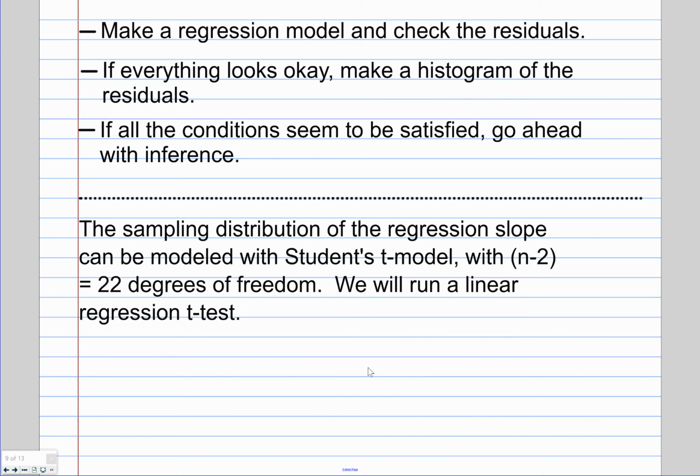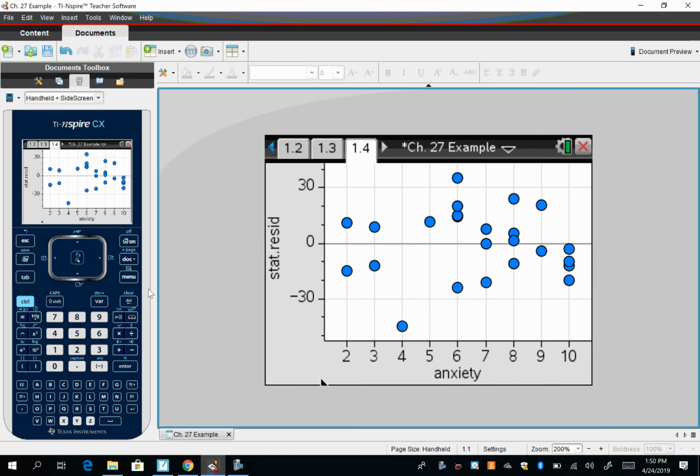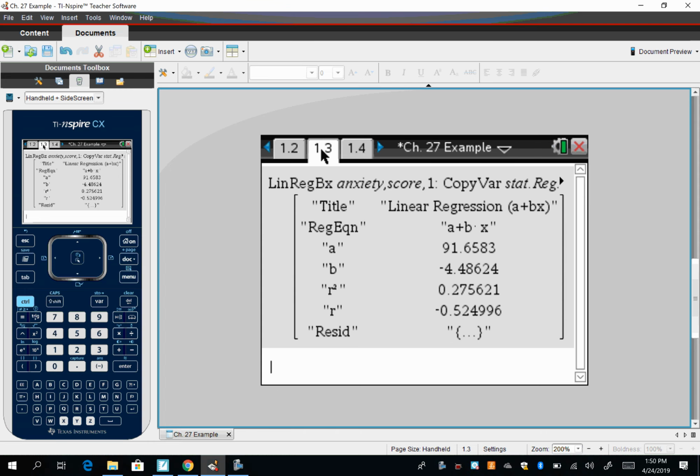All right, let's do the test. You guys ready to do the test? If you have the Inspire, here are the buttons to push for the test. I'm actually going to go back. I believe it's 1.3? Yes. I already have a calculator page here. You can insert a new one if you'd like, but doc, insert calculator if you want. Otherwise, just go back to your other calculator.